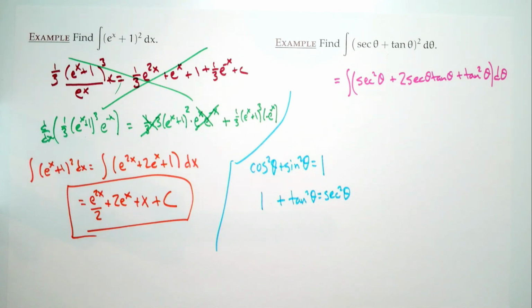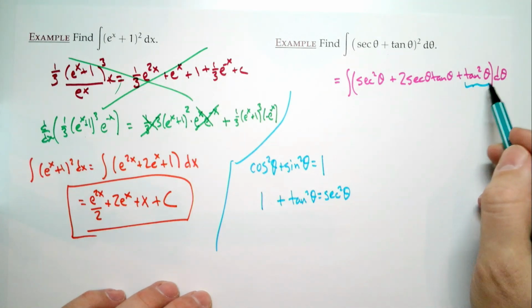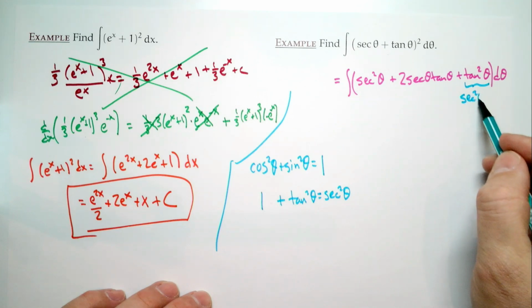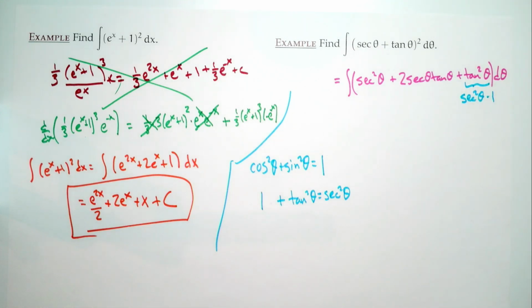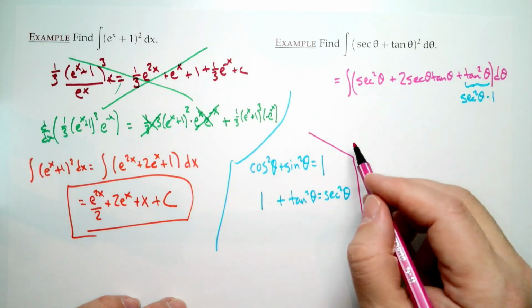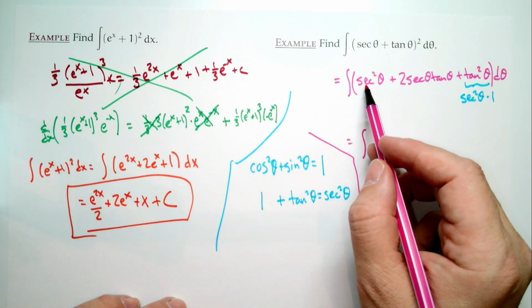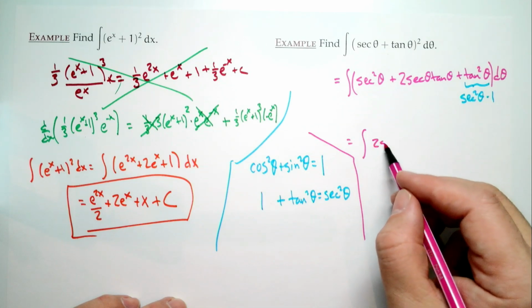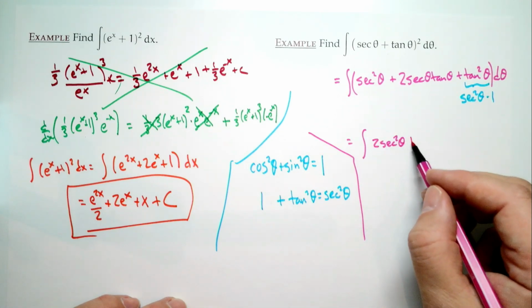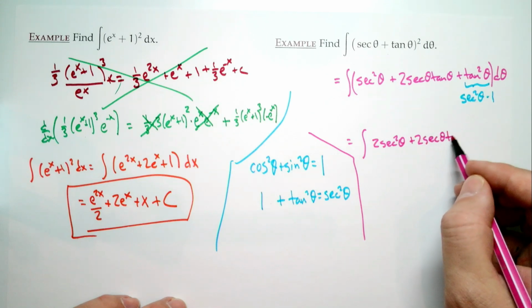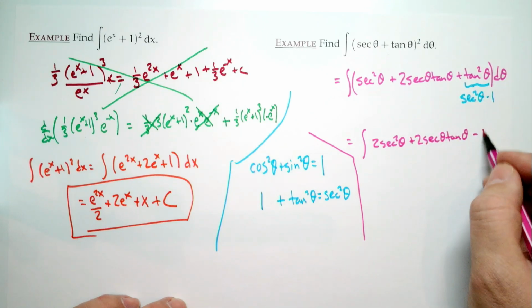Now we like secant squared. It's on our list of things we know the antiderivatives for. So our goal is to get rid of the tangent squared. So we're going to replace this tangent squared by secant squared minus 1. Now, if we do that, we can say, okay, using our identities, there's a secant squared and another secant squared, so we get 2 secant squared. We have 2 secant times tangent. And then we don't forget about the minus 1.